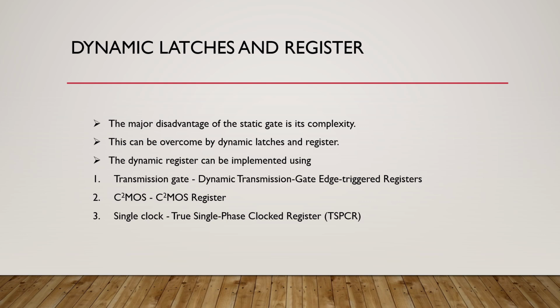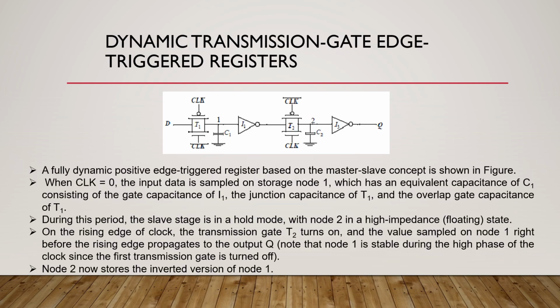So the types of dynamic register we are going to see under this topic are: first, the dynamic transmission gate edge-triggered register; second, the C2MOS register; and third, the TSPCR, that is, the true single phase clock register. In this session we are going to see the first two. First we are going to see the transmission gate based register.